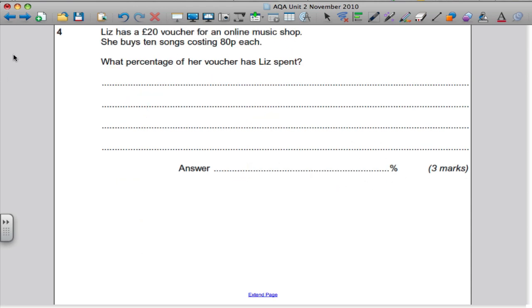Okay, question 10. Liz has a £20 voucher on an online music shop. She buys 10 songs costing 80p. What percentage of her voucher has Liz spent?